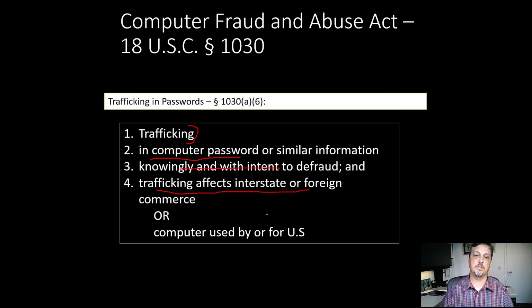interstate or foreign commerce, or it's a U.S. computer. So selling passwords, selling decryption keys that you have stolen that you don't otherwise have a right to, or that you're otherwise selling as part of a scheme of fraud, violates the Computer Fraud and Abuse Act. And again, this interstate commerce hook is that jurisdictional hook that allows the statute to exist under the Commerce Clause and is interpreted very broadly. So this will include any trafficking in such information over the internet.